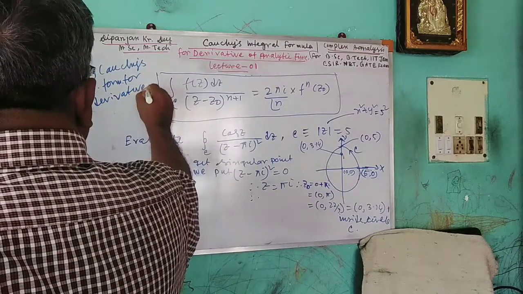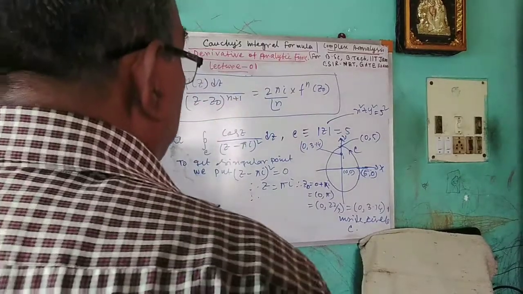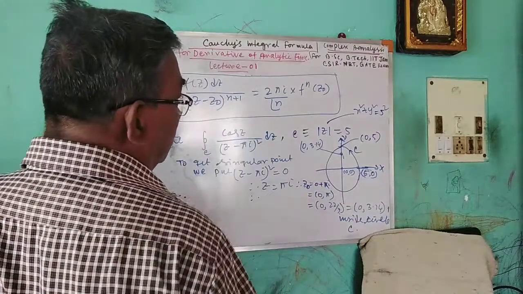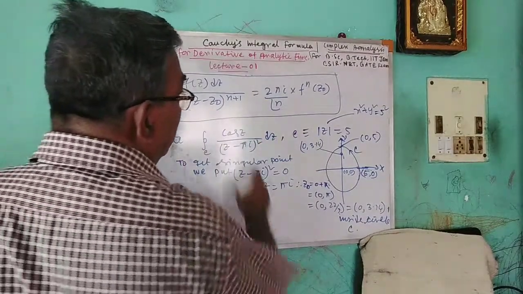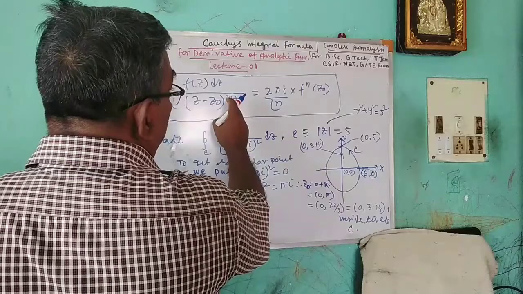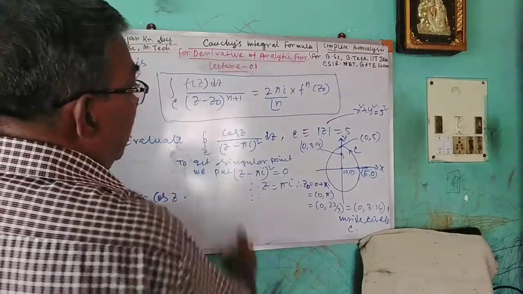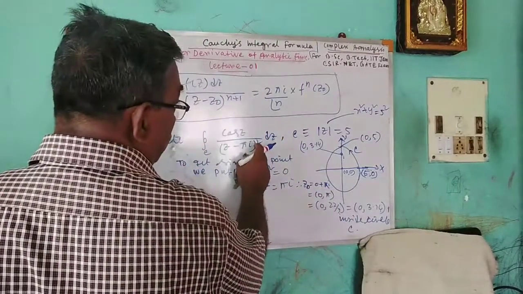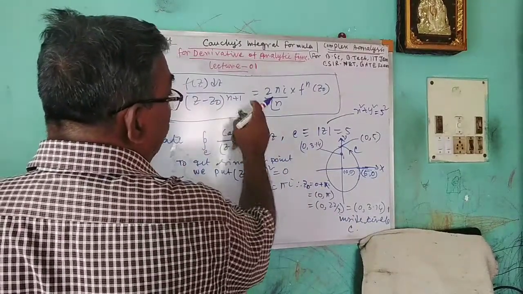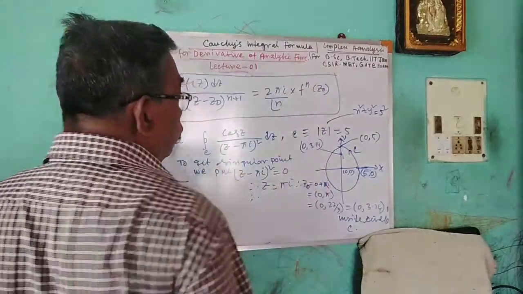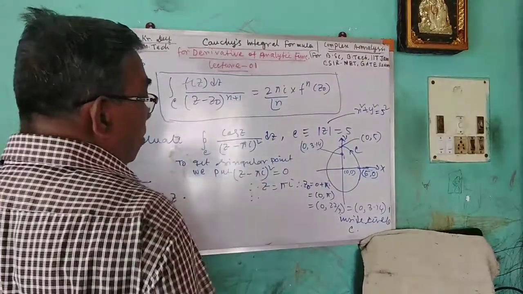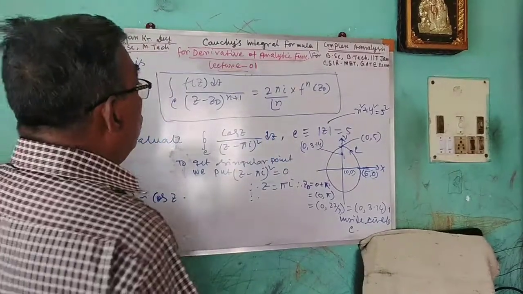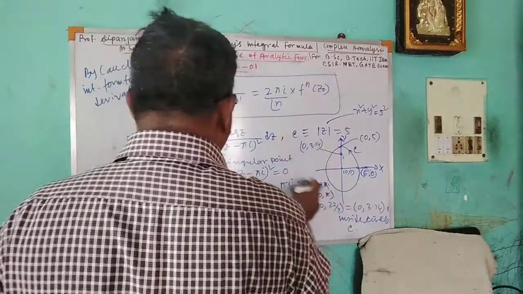Cauchy's integral formula for derivative. Here the denominator is squared, which means we have to differentiate, that is, we have to put n equal to 1. If we put n equal to 1, that is first order derivative, then we get power 2 here. If it is 3 here, then we have to take the second order derivative, put n equal to 2, then 2 plus 1, that is 3. But here the power is 2, so we put n equal to 1.